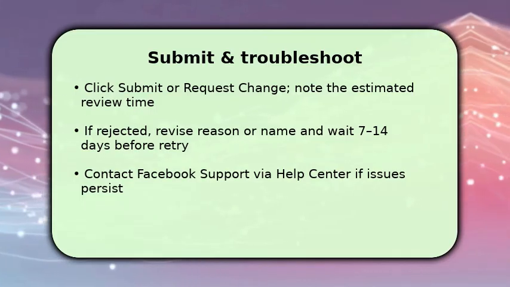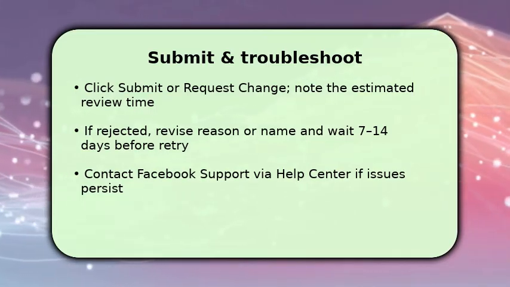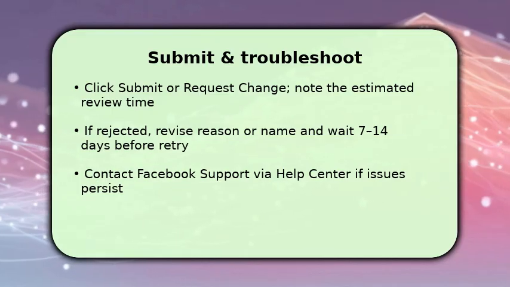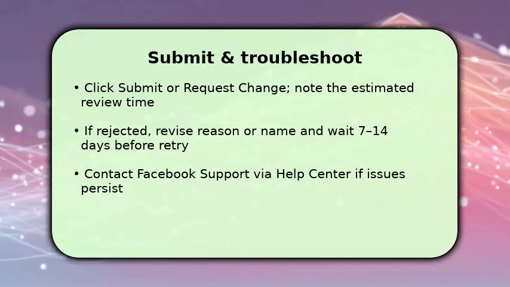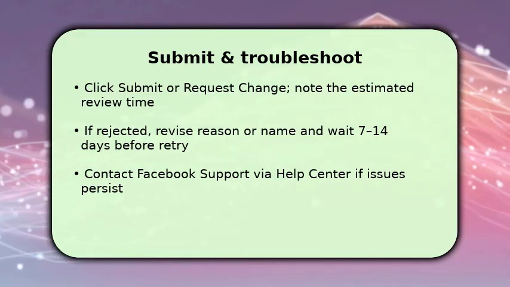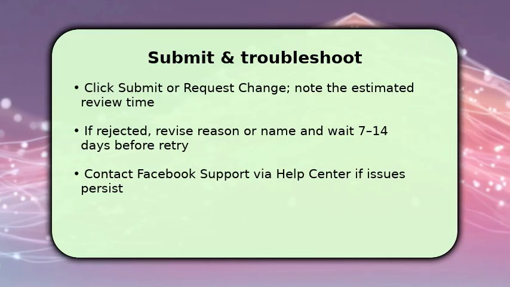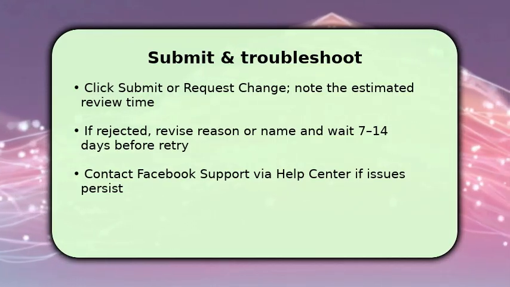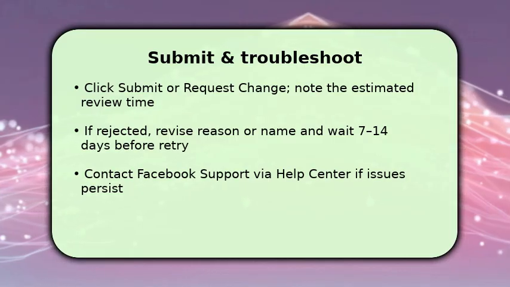If Facebook rejects it, review their feedback, adjust the name or explanation accordingly, and wait the required period before trying again, typically 7 to 14 days. If you hit technical errors or the review seems stuck, contact Facebook Help Center, or use Business Suite support.